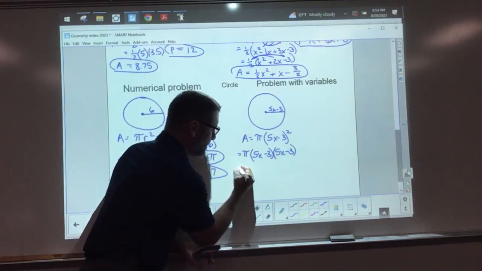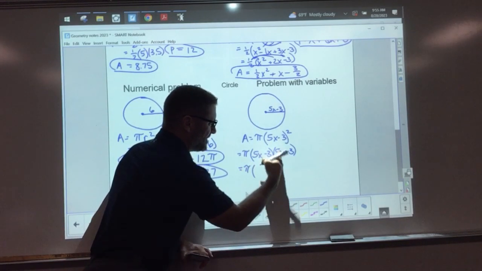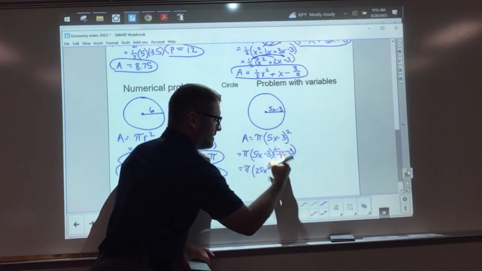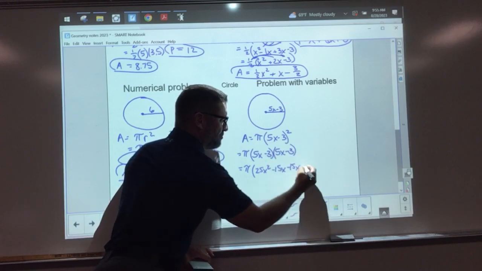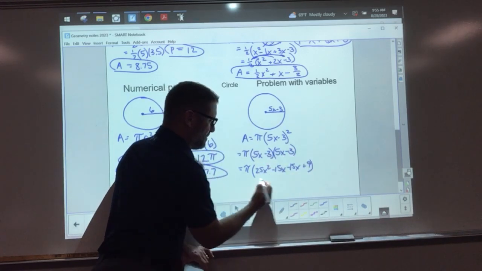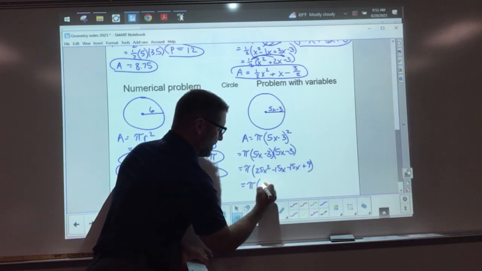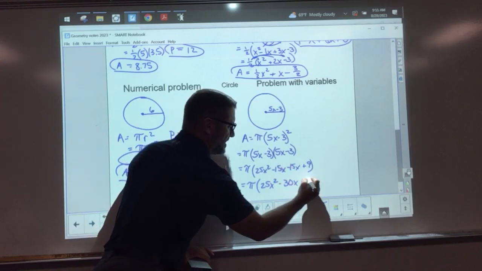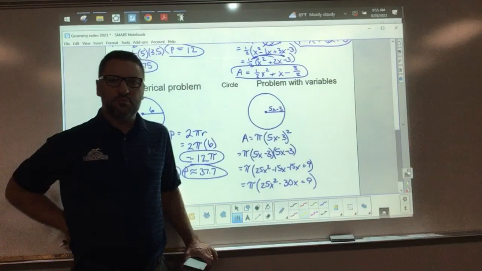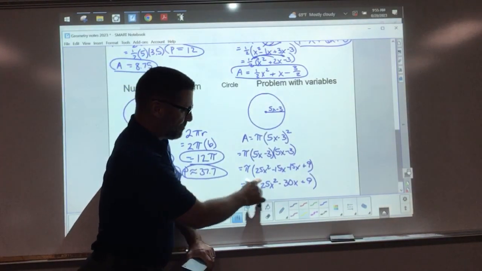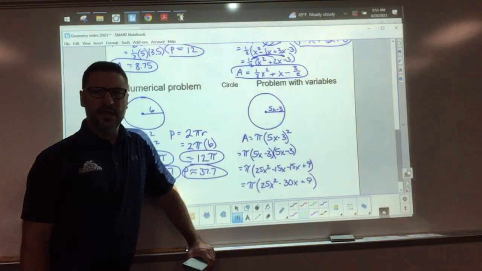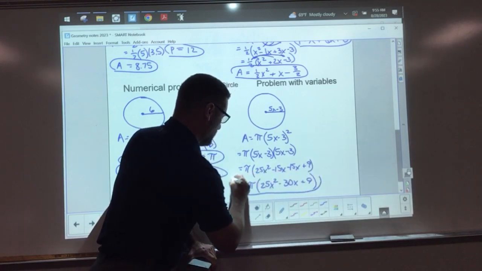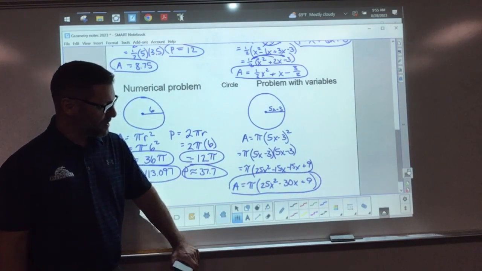Hopefully you've unpaused. Pi, I'm going to FOIL. 5x times 5x is 25x squared. 5x times negative 3 is minus 15x. That's another minus 15x. And that's plus 9. Negative 3 times negative 3 is positive 9. I get pi, and I get 25x squared minus 30x plus 9. And to be honest with you, I would probably leave it like that. I guess we could take the pi through, but it really doesn't help us simplify anything. So I'd get an area answer that looks like that big thing right there.